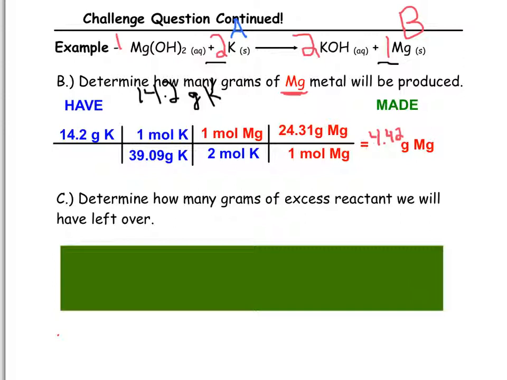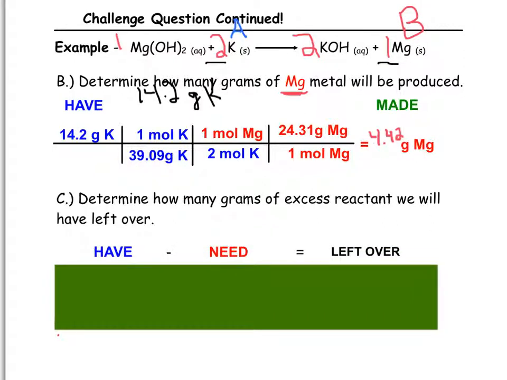And then the last part of the question is asking us to determine how many grams of excess reactant we will have left over. Well, we did a similar problem to this earlier. So to do this, we have to take what we have minus what we need is equal to what we have left over. Well, we determined that our excess reactant was our magnesium hydroxide.